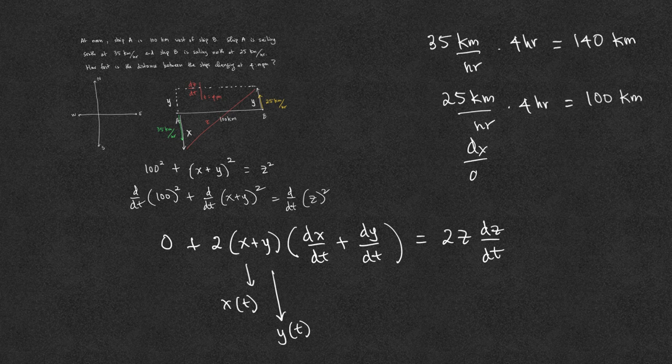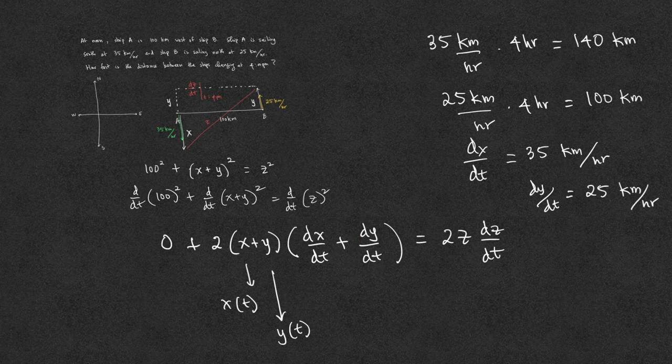dx/dt is the rate at which ship A is moving. This is 35 kilometers per hour. And dy/dt is the rate at which ship B is moving. This is 25 kilometers per hour. And so we have x, we have y, we have dx/dt, we have dy/dt.